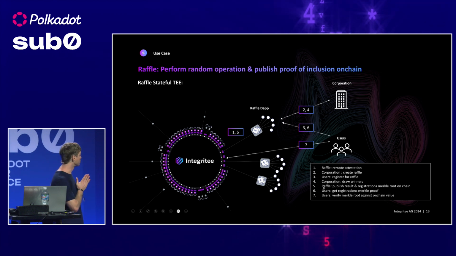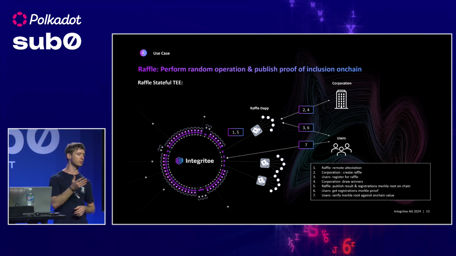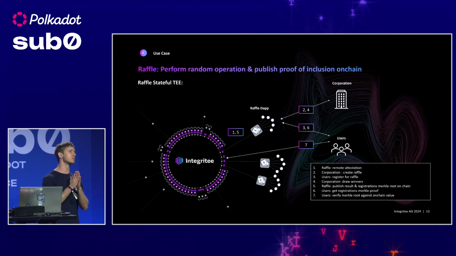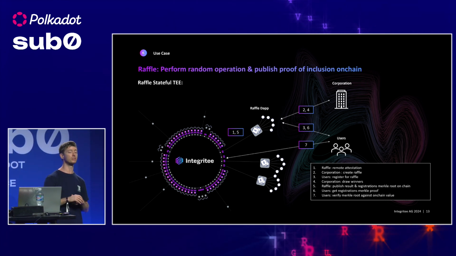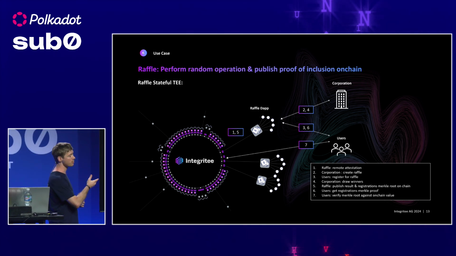So the raffle will perform the random permutation. It will forward the results to the chain. It will also forward the result, like the Merkle root of the input set, to the chain, so that as a last step, the users can request a Merkle proof.